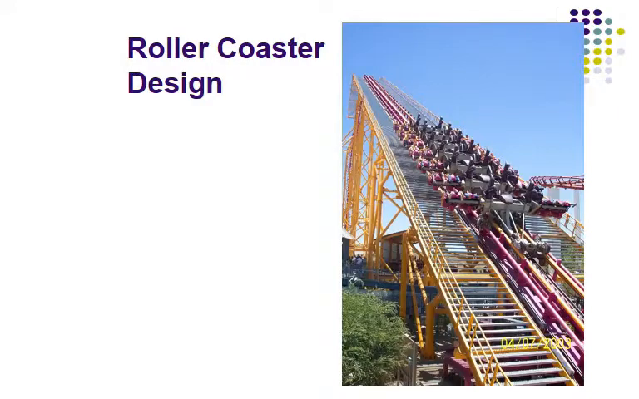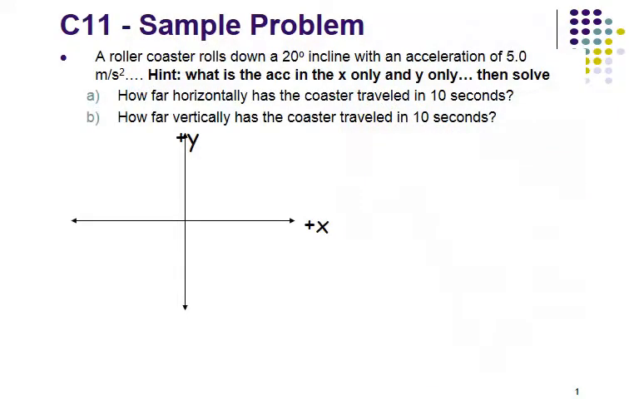Okay, now we'll take a look at a roller coaster design scenario. Let's say the roller coaster is going down a 20-degree incline with an acceleration of 5 meters per second squared. How far horizontally has the coaster traveled in 10 seconds? How far vertically has the coaster traveled?